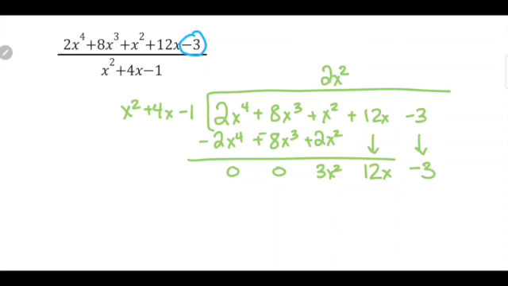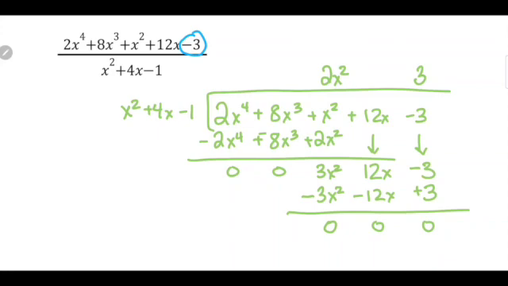Now I'm going to ask how many times does x squared go into 3x squared, and that is 3 times, and I'm going to complete the long division process. Now notice when I'm subtracting, I will be subtracting 3x squared, subtracting 12x, and then subtracting a -3, which is the same as adding a 3. And when I do this, I get a remainder of 0.